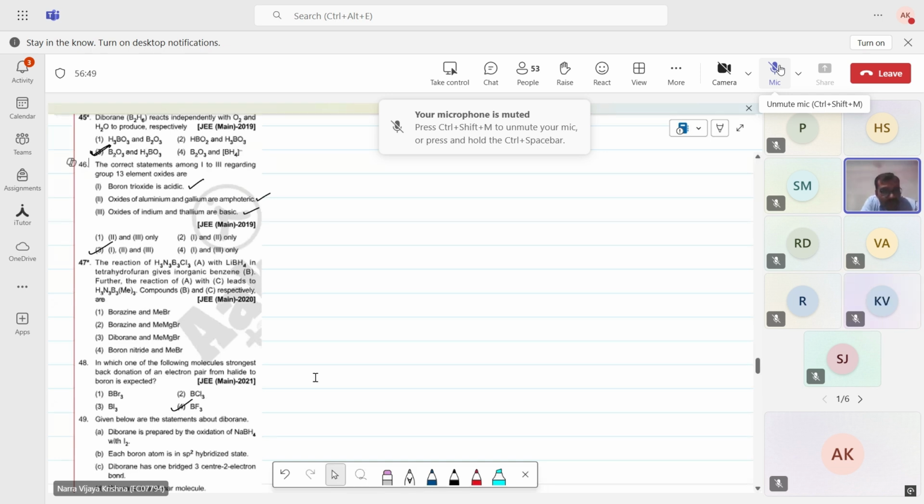Next, question number 47. They said the reaction of B3N3H3Cl3, right? B3N3H3Cl3. This is a different question. It is allowed to react with lithium borohydride, which is a good reducing agent, in the presence of tetrahydrofuran, THF, as solvent. This is the solvent. It gives inorganic benzene, that is B3N3H6. Here, lithium borohydride will provide H minus ions. Those H minus ions will replace Cl minus ions. Correct? Yes, sir, because this is a good reducing agent.